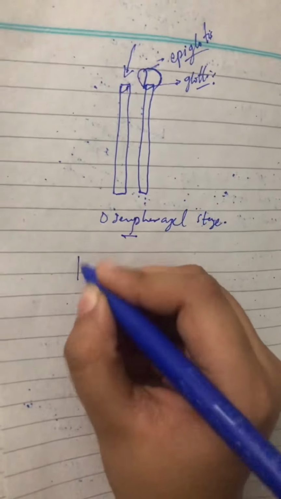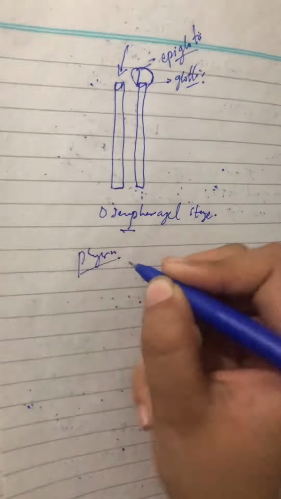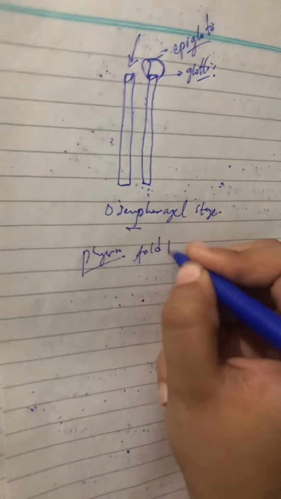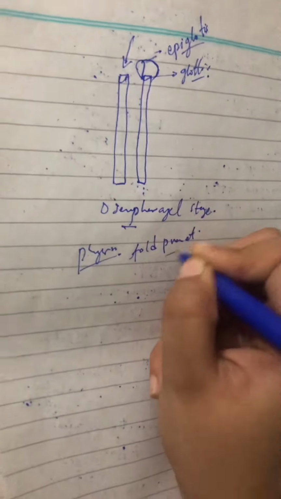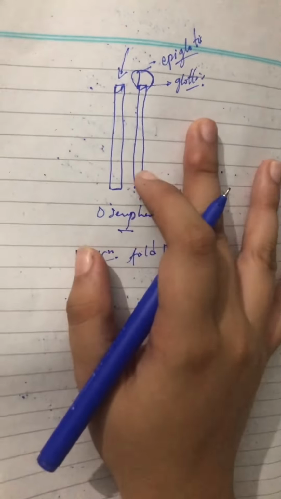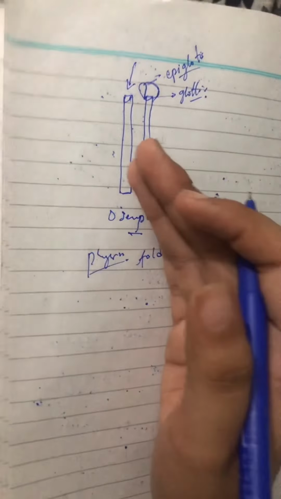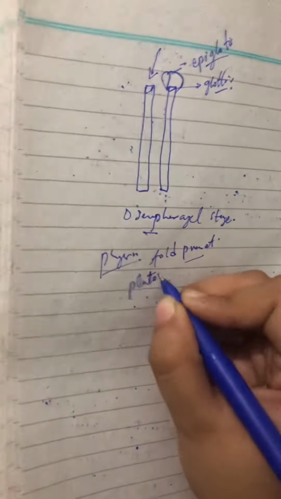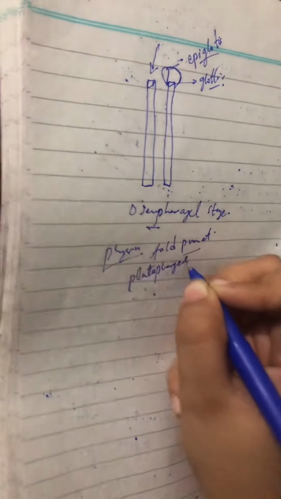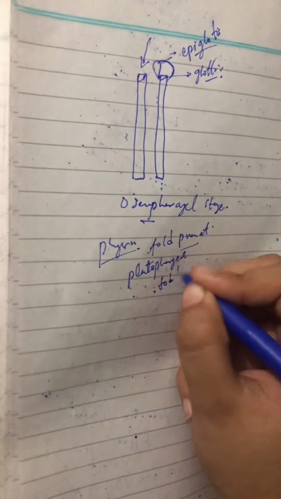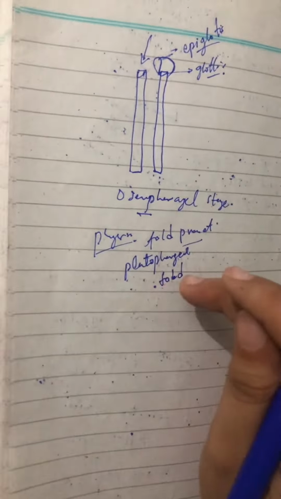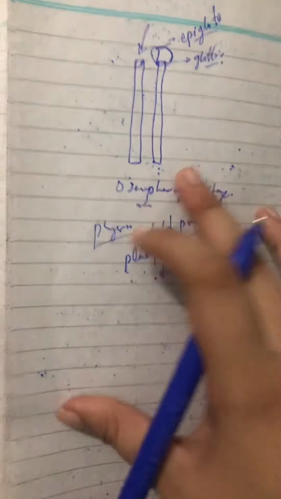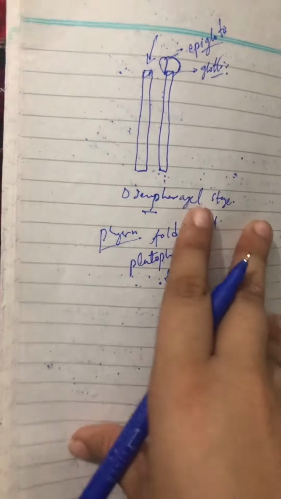First of all, in the pharynx, there's another fold present that is called the palatopharyngeal fold, right? That is the palatopharyngeal fold. Basically, this will stop the food from returning to the oral cavity.